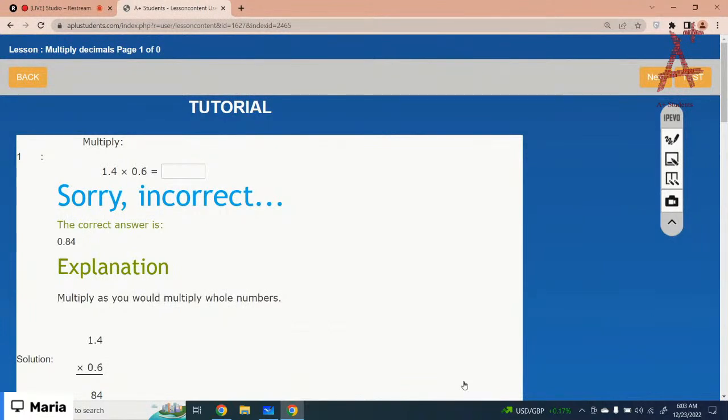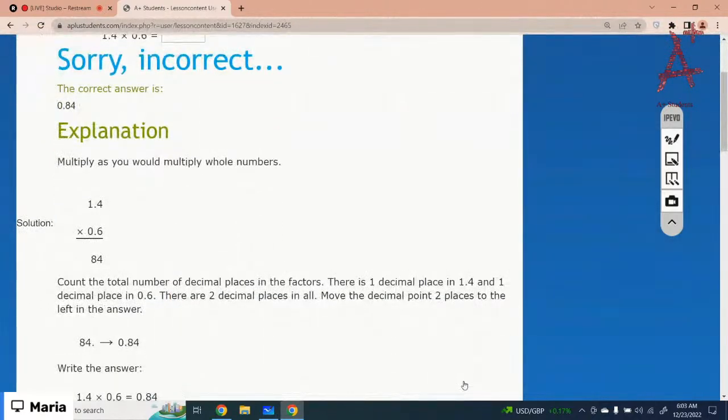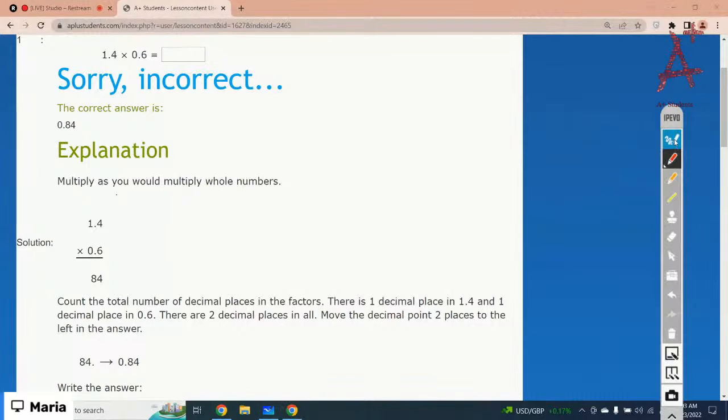Okay, so let's start with the first example. You have to do 1.4 times 0.6. Basically you have to multiply the numbers as they are, without the decimal point. So just multiply 14 times 6. 6 times 4 is 24. Here you have 4 and carry 2. Then 6 times 1 is 6, and 2 is 8.